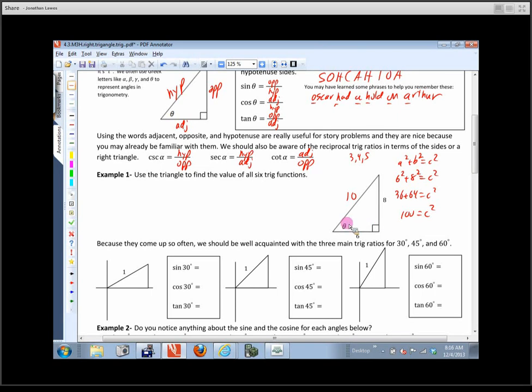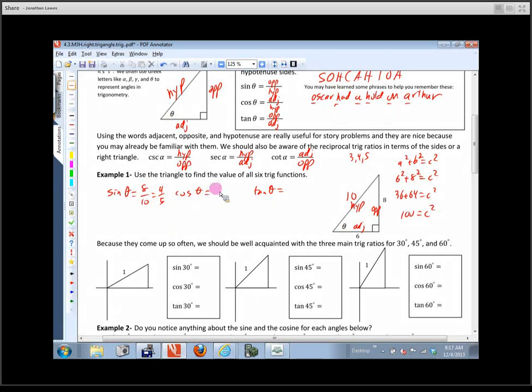Now, if I'm working with this angle right here, then this would be the adjacent side, this would be the opposite, and of course that would have to be the hypotenuse. So I can figure out the sine of that angle, the cosine of that angle, and the tangent of that angle very quickly. So the sine is going to be the opposite, which is 8, over the hypotenuse, which is 10, which we ought to write as 4/5.